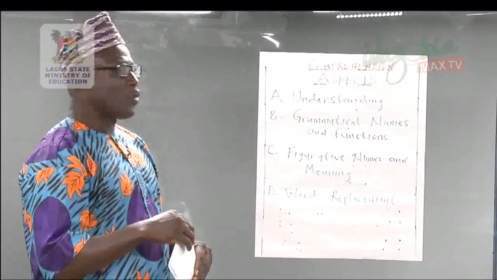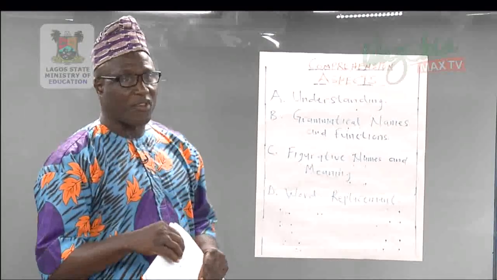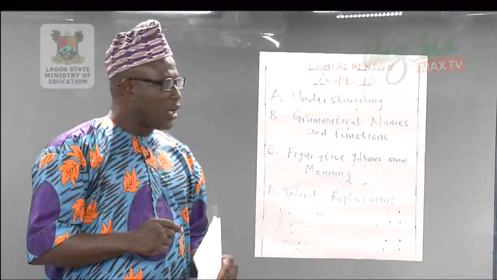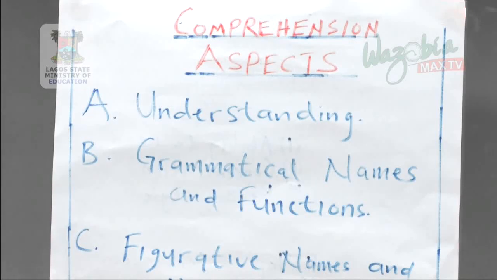Then, the next one you have to take through in your comprehension is your grammatical names and the function. In this aspect, you'll be asked questions on grammatical names and on the function. I'm going to explain briefly on this. In this area, don't forget we have three aspects. We have noun clause or noun phrase, we have adjectival clause or adjectival phrase, and we have adverbial clause or adverbial phrase. If I come back again, I'm going to tell you more on this aspect.